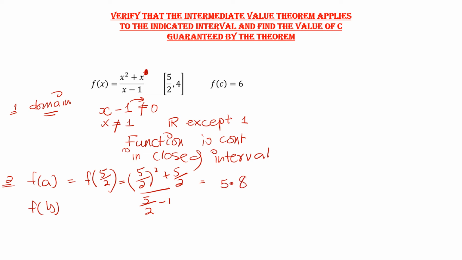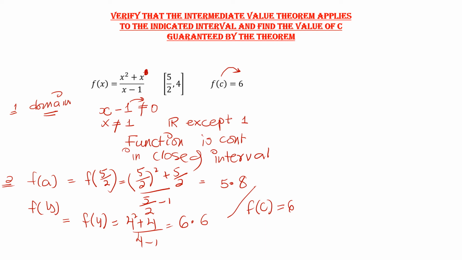Now find f of b, and b is 4. So f of 4 equals, replace x by 4, so it will be 4 squared plus 4 divided by 4 minus 1, and you will get 6.6. You can see that f of c is given as 6. It means if this f of c lies between f of a and f of b, then 100% c will lie between 2.5 and 4. So f of c is 6.